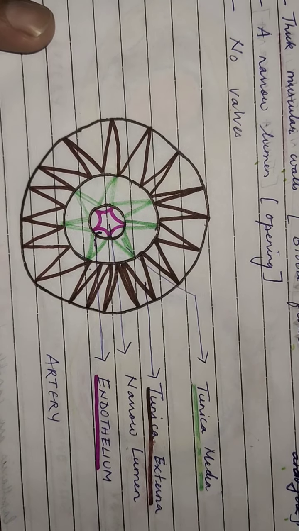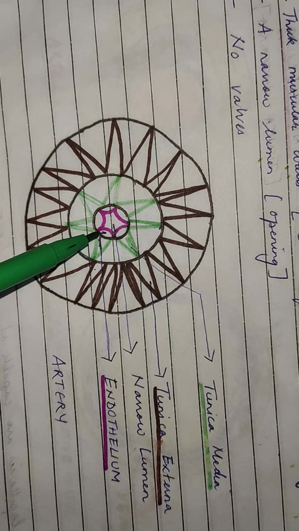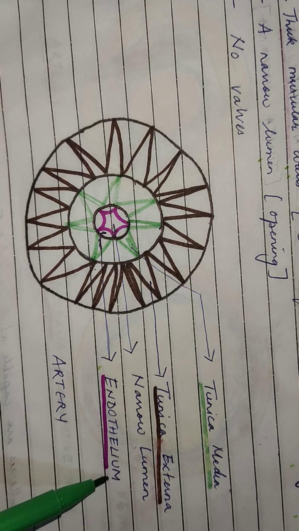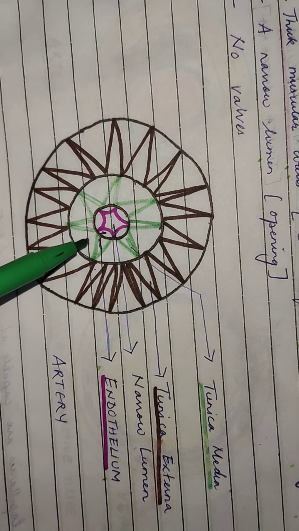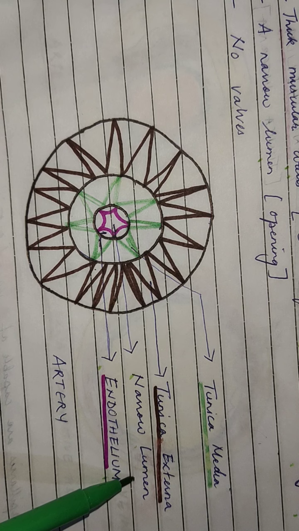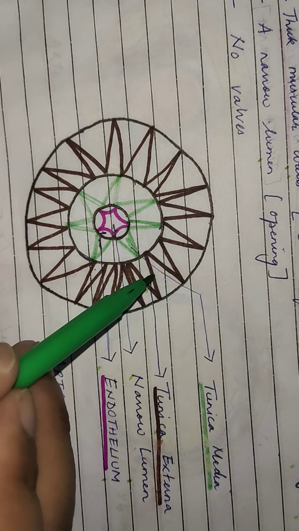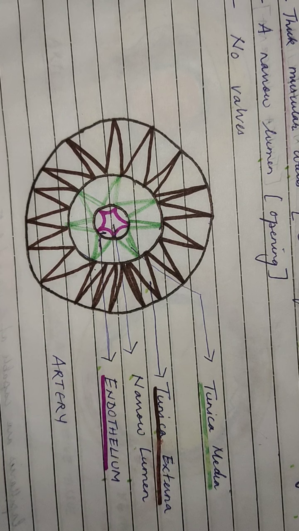Okay, now this is the structure of an artery. The pink one that you see is endothelium. Okay, I have marked the inside one, narrow lumen, so the opening is small. You have the brown, it's marked with tunica externa. You need to know the layers, very important. And the green portion is known as tunica media. All right, three layers: endothelium, externa, and media.